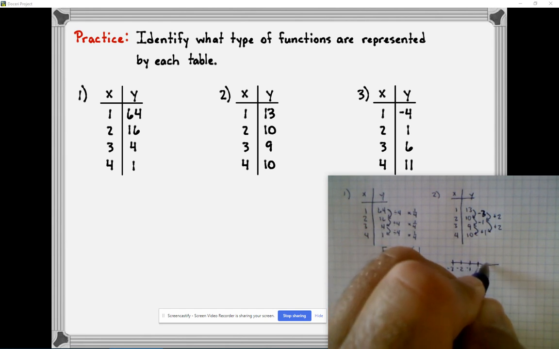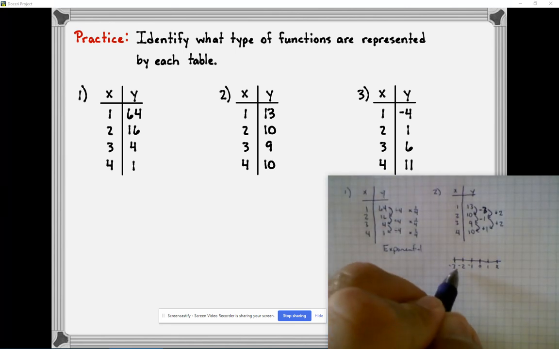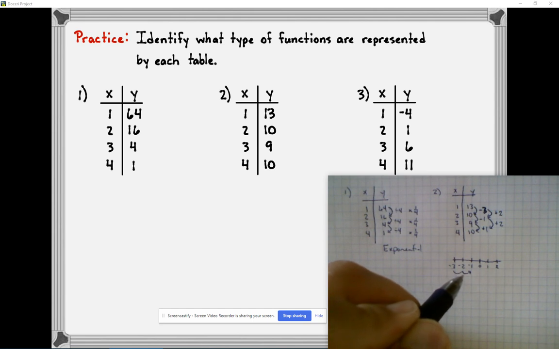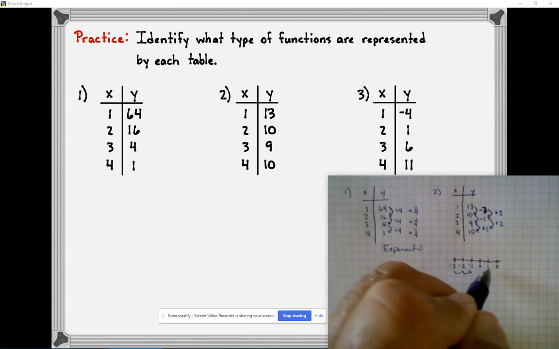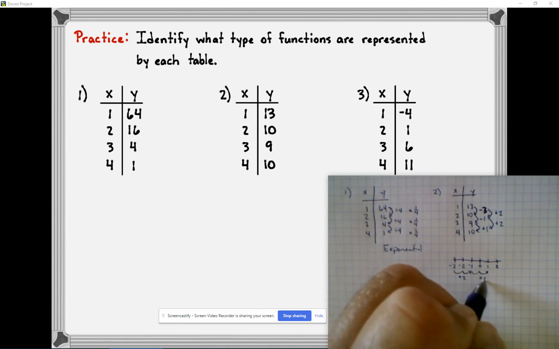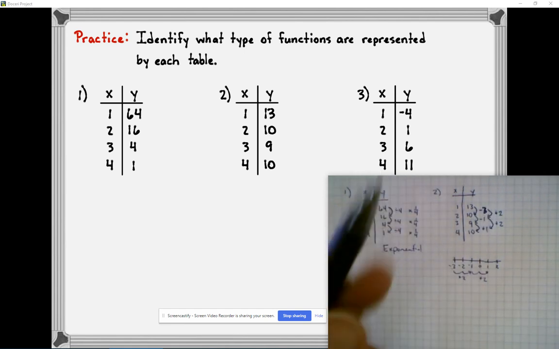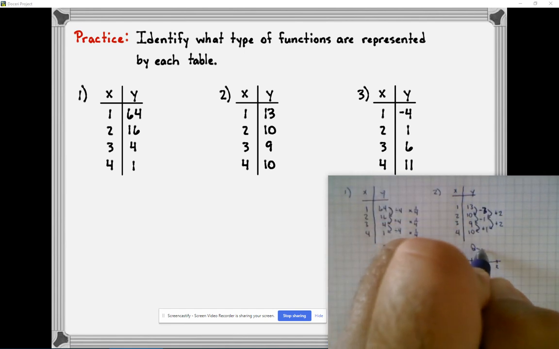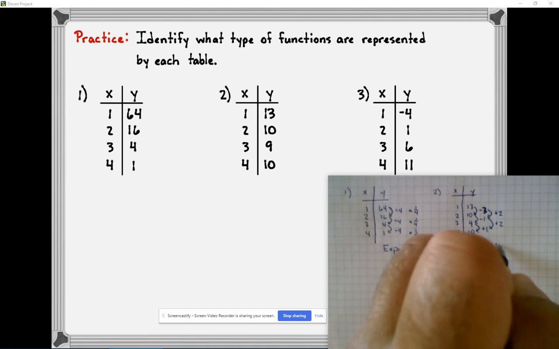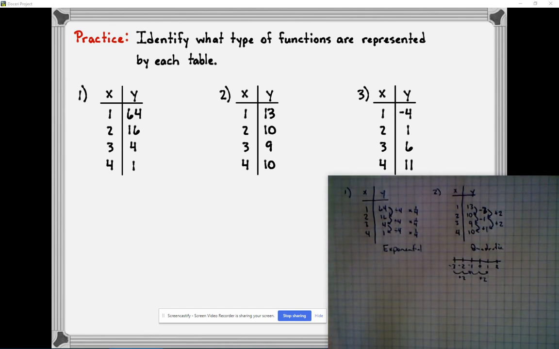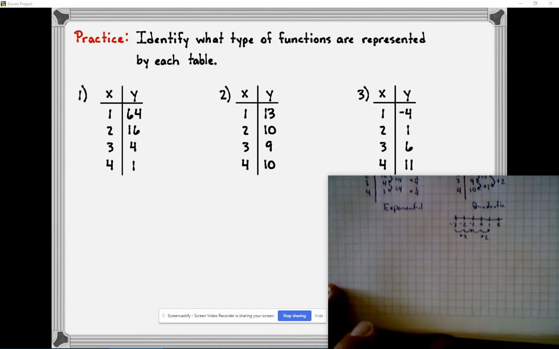Let's see here. Okay. If I'm at -3, how do I get to -1? Well, I went to the right 2, so I added 2. How do I get from -1 to 1? Well, I added 2. So that's consistent. Since the second differences are the same, we would say that this is a quadratic function. And again, we'll get into what that graph looks like in the future here.